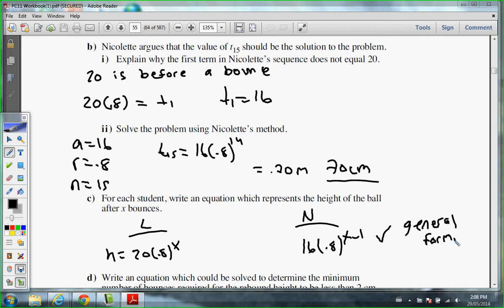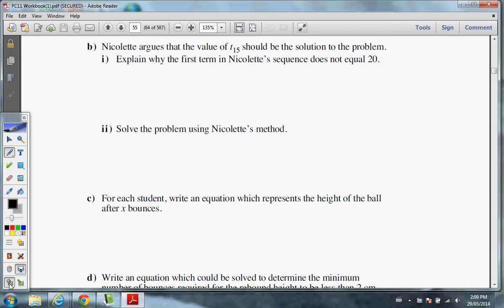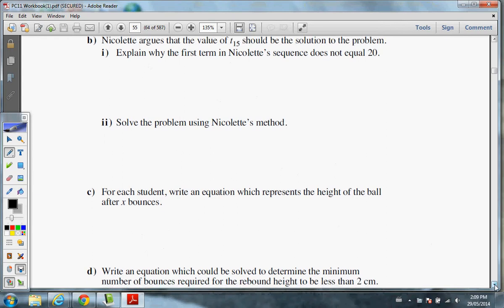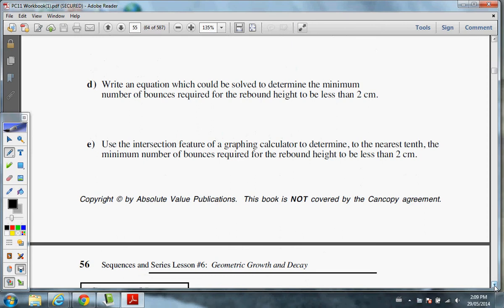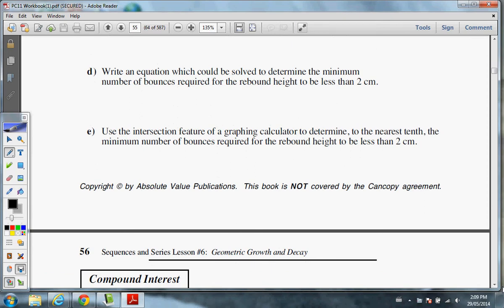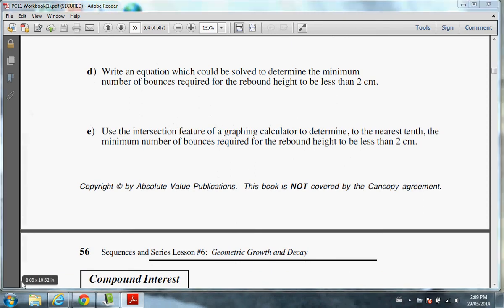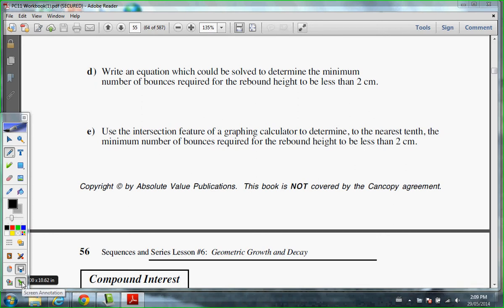Okay, and moving onward here. Part D. Let's get up to E2 here. Write an equation which could be solved to determine the minimum number of bounces required for the rebound height to be less than 2 centimeters. Okay, so we're trying to figure out when it's going to be less than 2 centimeters.